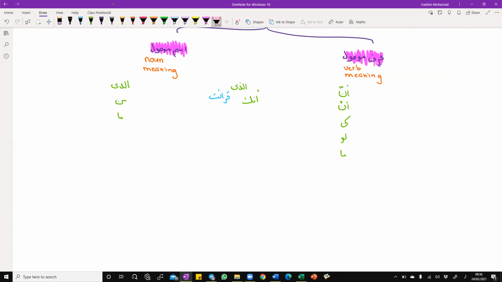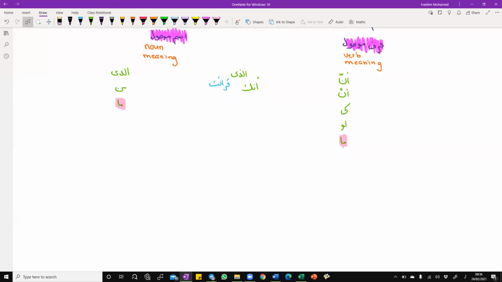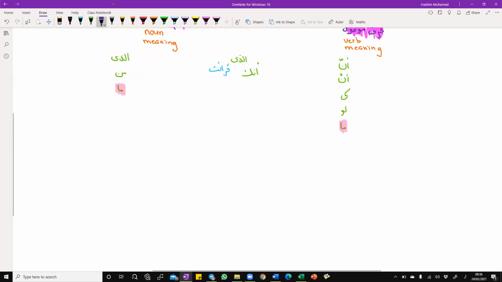Now, one issue that we come across sometimes is that ma comes in both places. How do we know what ma means? Well, it can be both meanings depending on what you want to say. Sometimes both will fit, sometimes only one will fit. So for example, I have this example here: qara'tu ma katabta. What do you think this is?